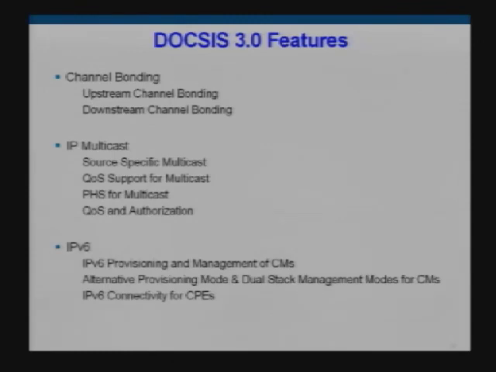Then with IP multicast, DOCSIS 3.0 introduces source-specific multicast, and it has introduced QoS for multicast, which was not available in the standards before, and payload header suppression. It's nothing but the repeating parts of the payload header can be suppressed to improve the efficiency in the transmission media. PHS was available for unicast transmissions with DOCSIS, but DOCSIS 3.0 has started supporting it for multicast as well. And QoS and authorization are another two aspects which are added with IP multicast support.